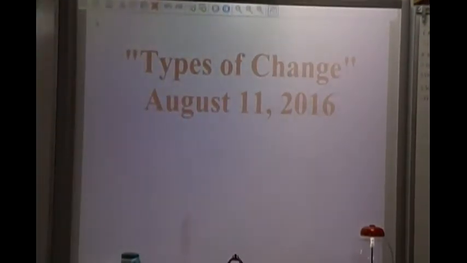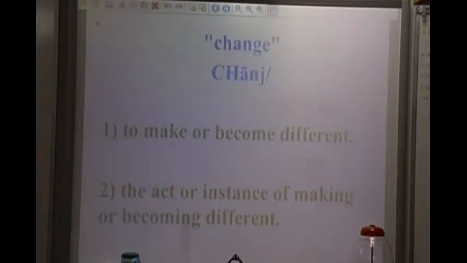Let's do this. Types of change. Sounds easy, so what I want to do first is simply get a definition. If I were to say, what's the definition of change? Oh, switch. Not really. So get the definition of change, okay? If I ask this on the quiz, I want you to know change means, and number one is the best definition, change means to make or become different.